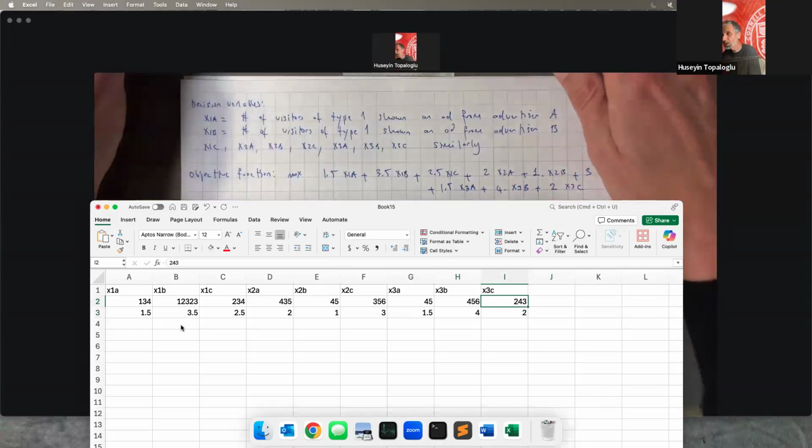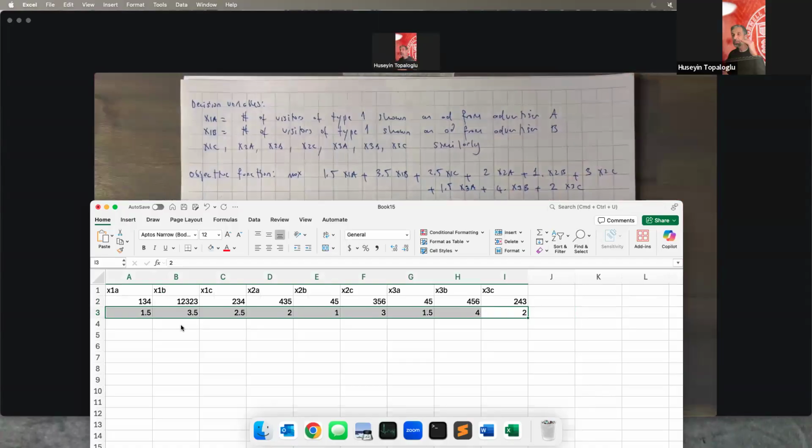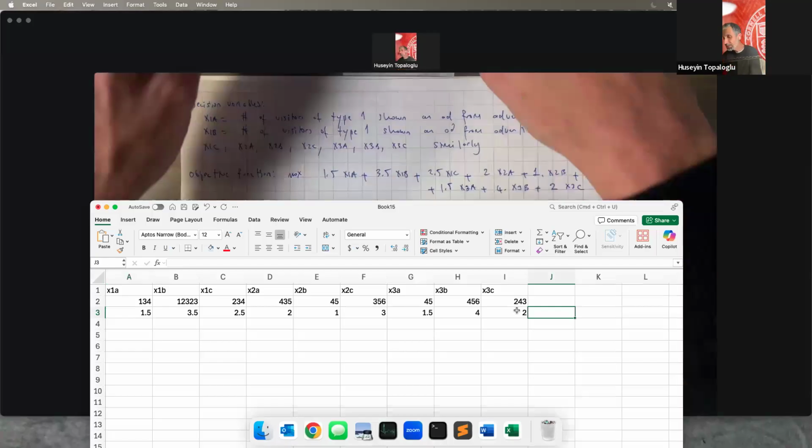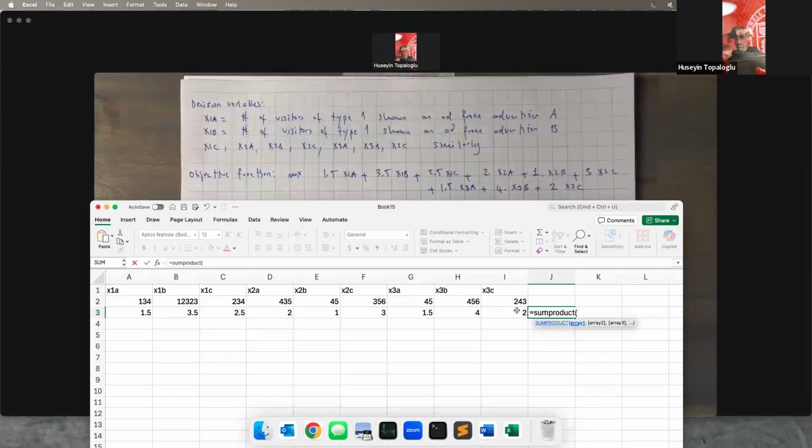Good. So now row 2 is keeping track of our decision variables, and row 3 is keeping track of the coefficients of these decision variables in the objective function. If I want to compute my objective function, I take this value times this coefficient, this value times this coefficient, and so on, all added up. There's a simple way to do that. In Excel, the formula SUMPRODUCT takes two vectors, multiplies the corresponding components, and adds it all up.